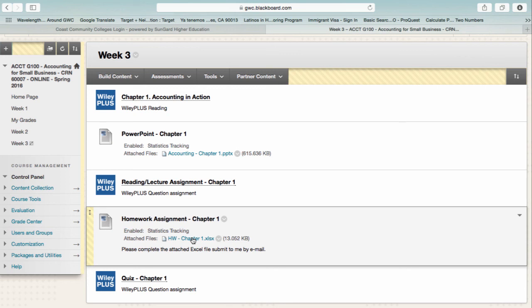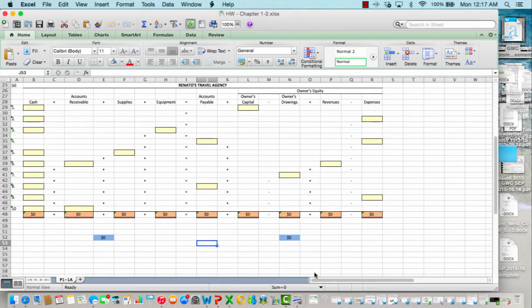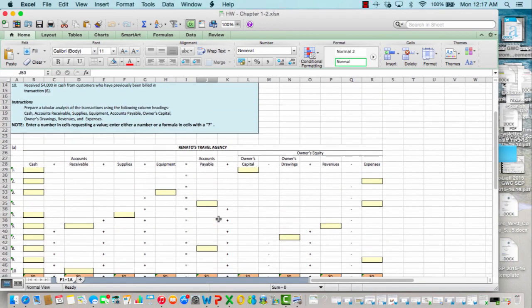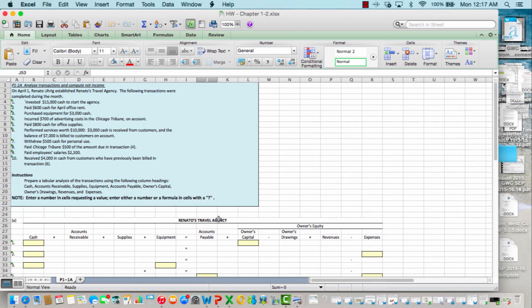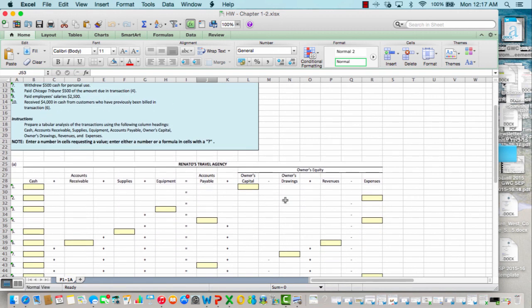What you're going to do is open it up. This is the only time that you're going to be doing a homework assignment that's not in Wiley. This is going to be done in an Excel file. Let me see if I have it downloaded here. Yes, I do. And this is what it looks like. You need to make sure that you go over all of these transactions here and record them in this Excel sheet. This is recording in tabular form.